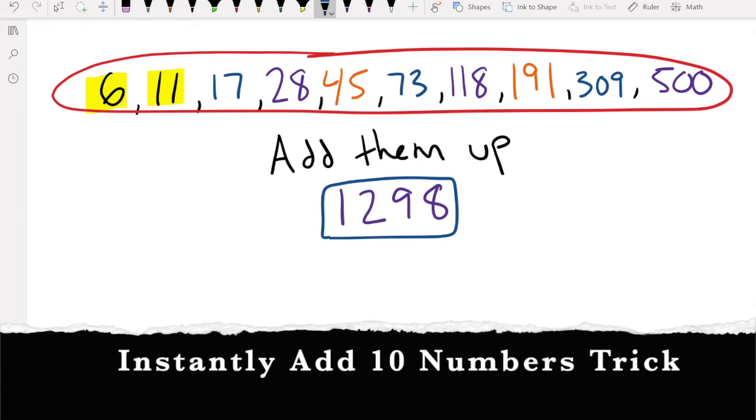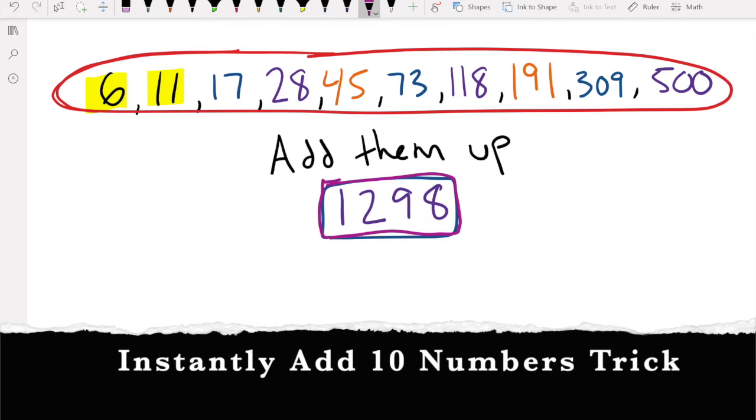And at this point, they show you the list of numbers. Okay, the list up here of 10 numbers, and you glance at it, and then you say, oh, you know what, I bet those numbers add up to, and then in the matter of 2 seconds or so, you tell them 1,298. The trick, when you pull it off, it's quite impressive.